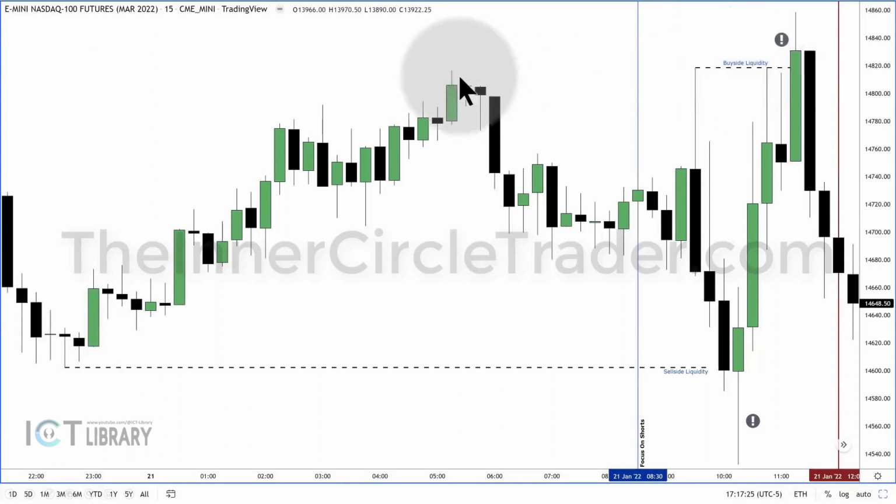Now, you could have used this high here. There's nothing inherently wrong about that. But whenever I see equal highs like this, and if it's higher than an old high over here, I'm going to use that. So that way there's a little bit of insight for you for your study journal.